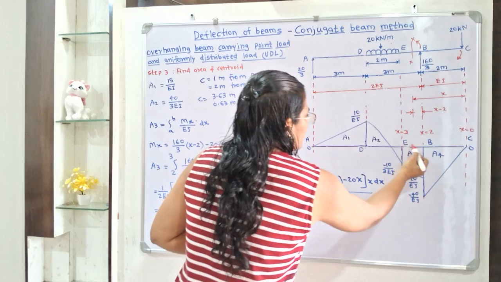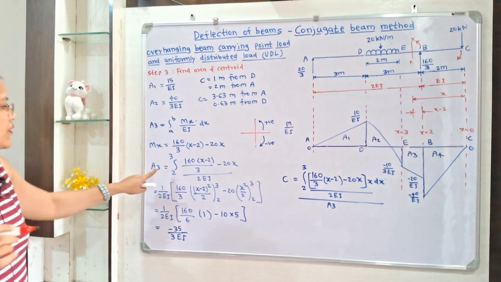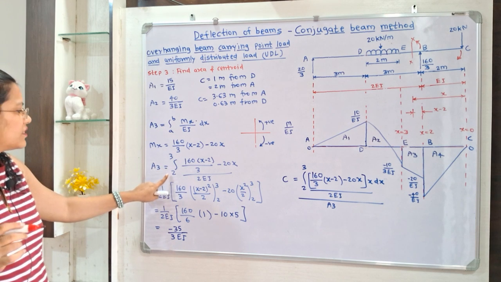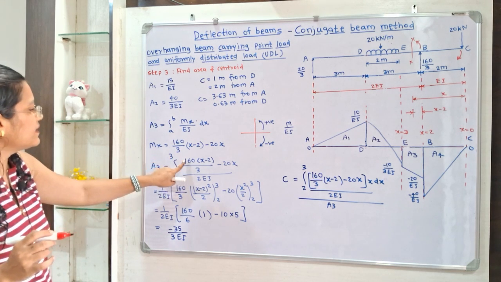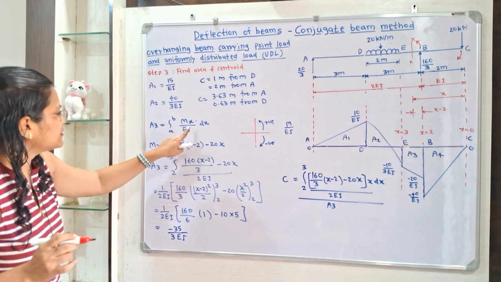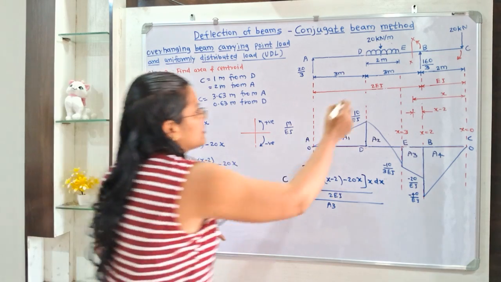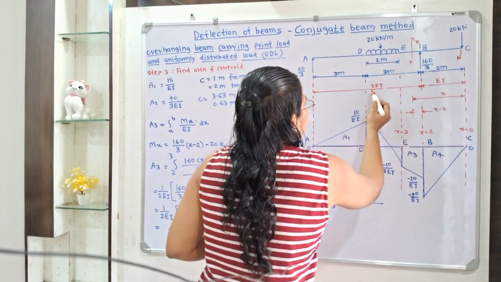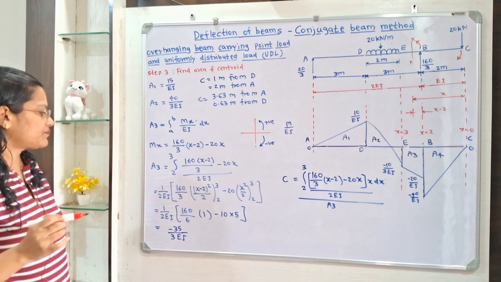Now what is the value of a and b? Here if we observe, x is equal to 2 and x is equal to 3. So we have to take a as the smaller value, 2 to 3, that is integration from 2 to 3 of the value of Mx divided by EI. Now in between this section EB there is 2 EI. So we have to take 2 EI.